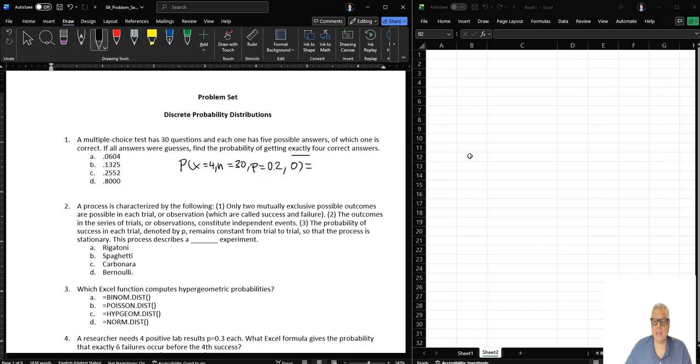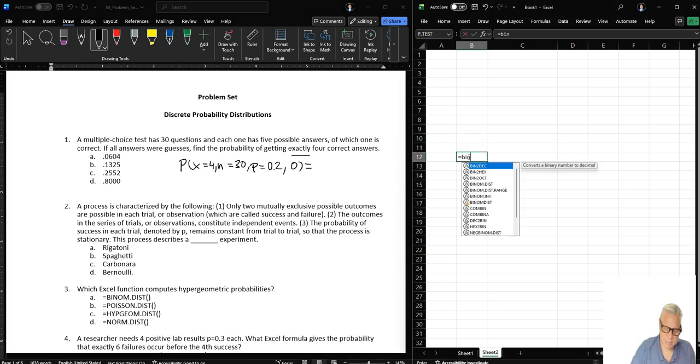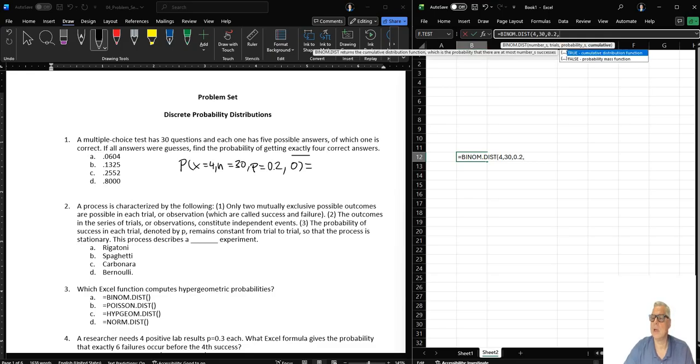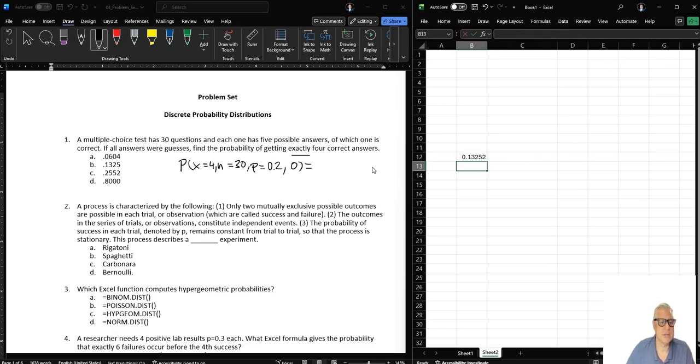Okay, so what do we get? In Excel, we will say binom.dist, number of successes, exactly 4, trials 30, success probability 0.2, and cumulatively yes or no, 0 for no. So now we should see an answer like this, and it's B.